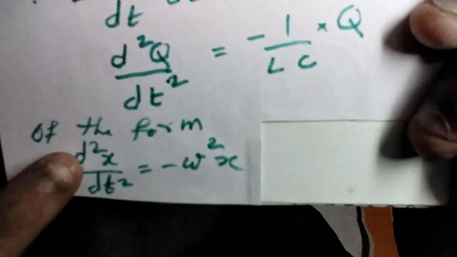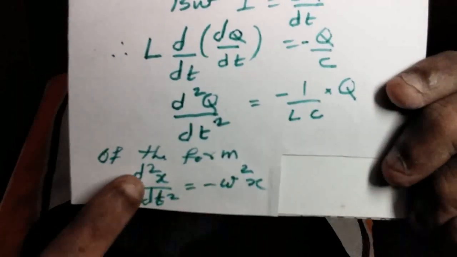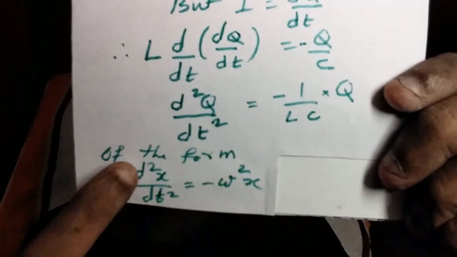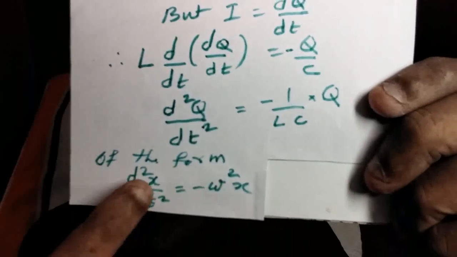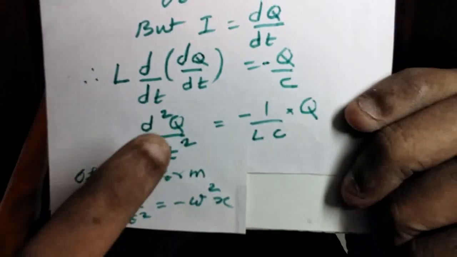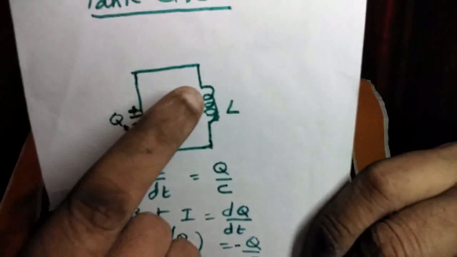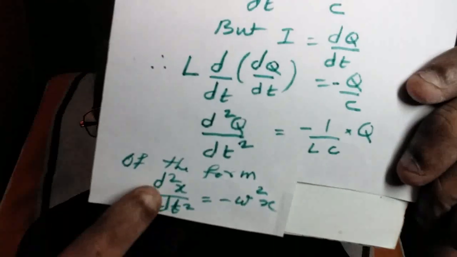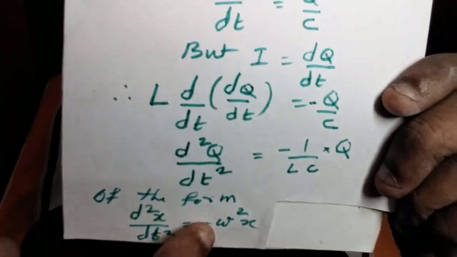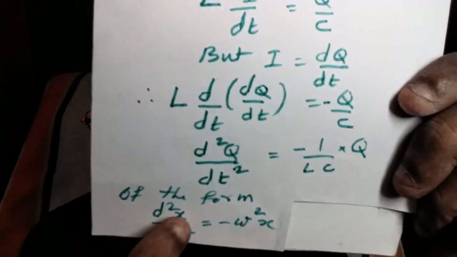This is a second order differential equation of the form d square x by dt square equals minus omega square x. You are familiar with this equation. This is the differential equation of simple harmonic motion. This equation is exactly similar to that. That means the charge is executing simple harmonic oscillations in the circuit. The solution of that equation is x equals a sin omega t, where a is the amplitude.